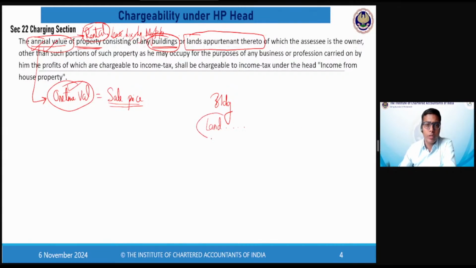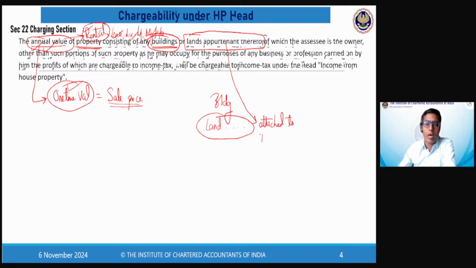Now I'll first explain what is this second part, land appurtenant. So appurtenant, if you're finding it difficult, you can use a parallel word, attached to. Another parallel word, forming part of. Yes, Aniruddha, you're right. So I'm first explaining you the second part. They have said that it will cover annual value of property. Property will include two things, either building or land which is appurtenant. Appurtenant means attached to, forming part of.